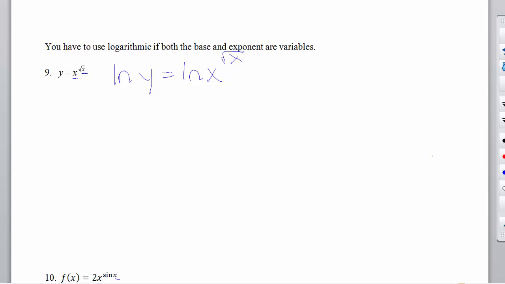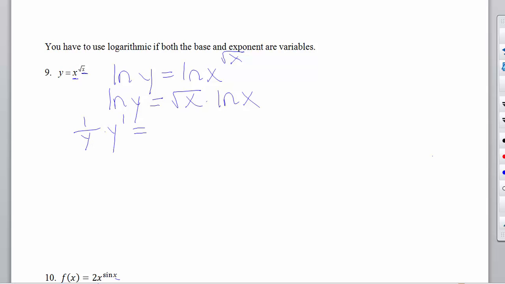The reason why a natural log allows me to take this power and put it in front is to get it out of the power. So now I have the natural log of y equals the square root of x times the natural log of x. Now I can differentiate both sides. So this would be 1 over y times y prime, which will all be like that.